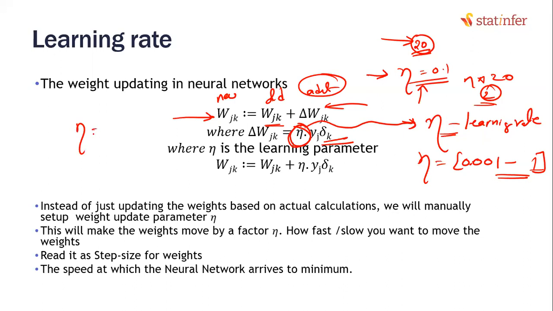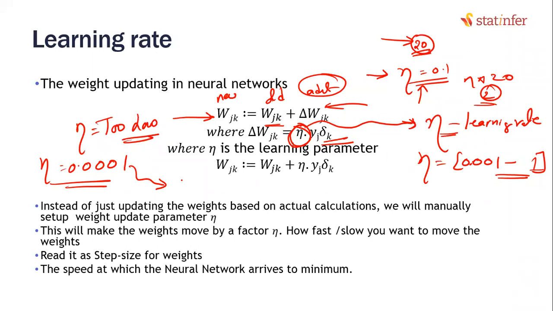If learning rate eta is too low, tell me what will happen? Weights will change rapidly or weights will change slowly. If it is too low, if I set eta to be 0.0001, what will happen? Think about it. If I set this learning rate to be too low, the weights will change minutely or very slowly.